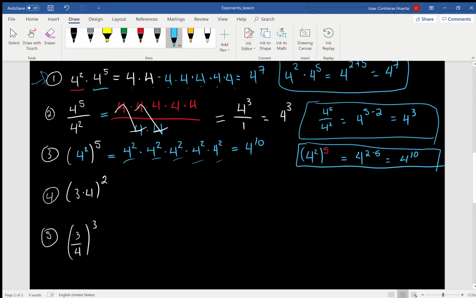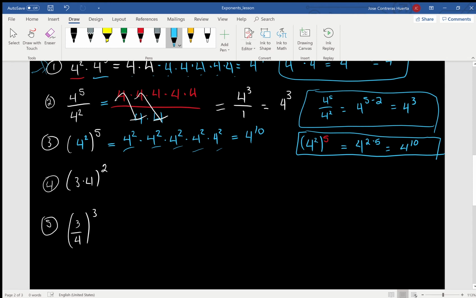So now you have example number 4. We have 3 times 4 to the 2nd power. Now, yes, you could do 3 times 4 is 12, and then 12 to the 2nd power. But in this case, I want to demonstrate that there's a different way to do this. So the different method is to go ahead and expand it. So you have 3 times 4, and then because it's to the 2nd power, that means that we have it twice, right? So we have the inside a total of 2 times.